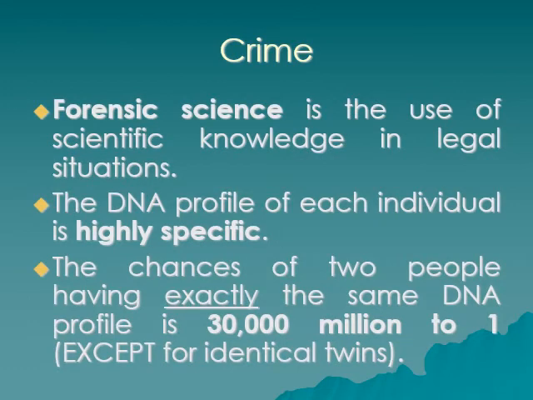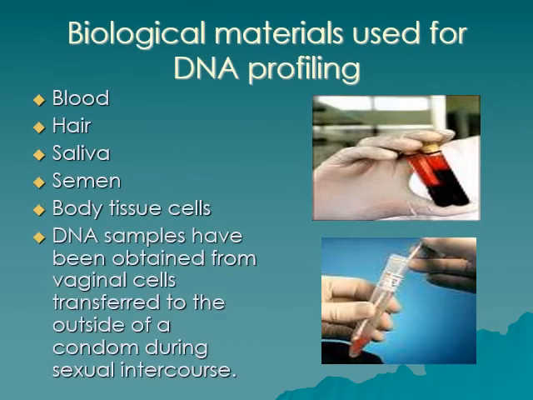So crime forensic science is the use of scientific knowledge in legal situations. The DNA profile of each individual is highly specific. The chance of two people having exactly the same DNA profile is 30 million to 1, except for identical twins. So what are the biological materials used for DNA profiling? We have blood, hair, saliva, semen, body tissue cells. DNA samples have been obtained from vaginal cells transferred to the outside of a condom during sexual intercourse.